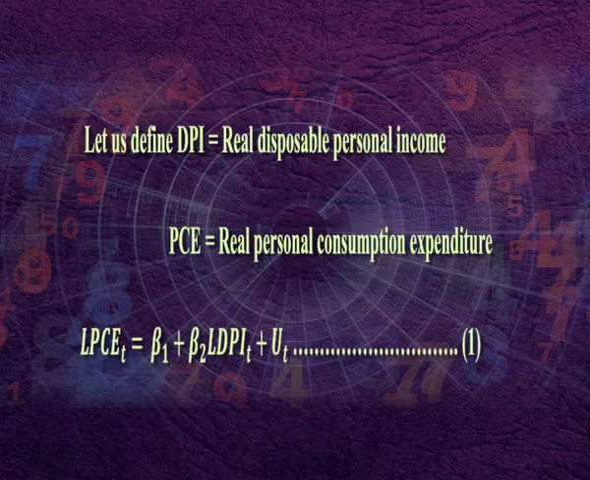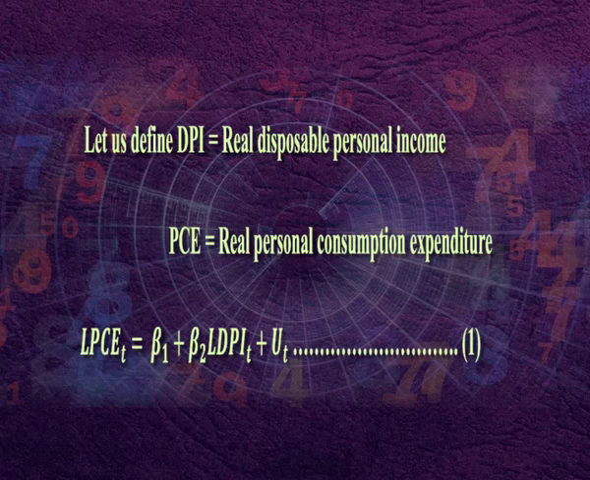Co-integration. Let us define DPI equal to real disposable personal income and PCE equal to real personal consumption expenditure. We take logarithmic values of these variables, denoted by LDPI and LPCE respectively. Note that both the above variables have their respective time series. LPCE_t equal to beta 1 plus beta 2 LDPI_t plus U_t. We denote it as equation number 1.